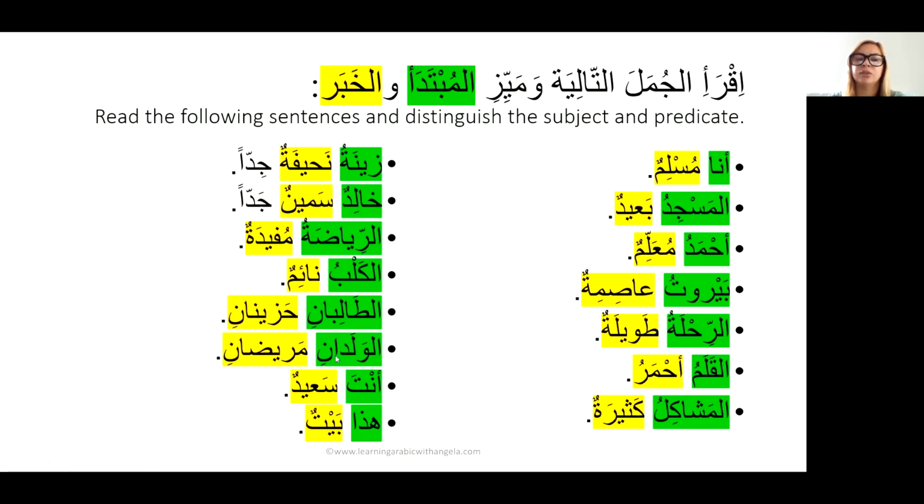الولدان مريضان. So the two boys are sick. أنت سعيد. You are happy. هذا بيت. This is a house. So what we can learn over here is that the subject is mostly, 90% or 99% of the time, going to be definite, which is a proper name, a pronoun, a demonstrative, or it could be as well with إضافة.